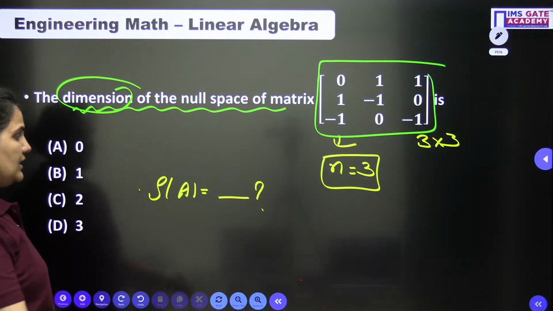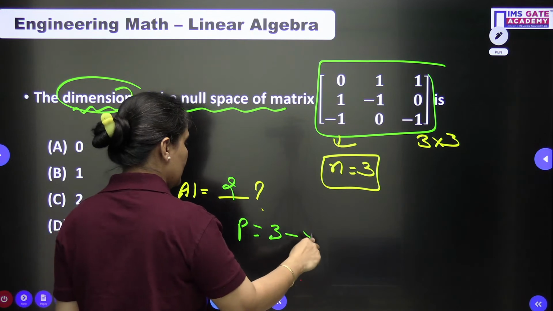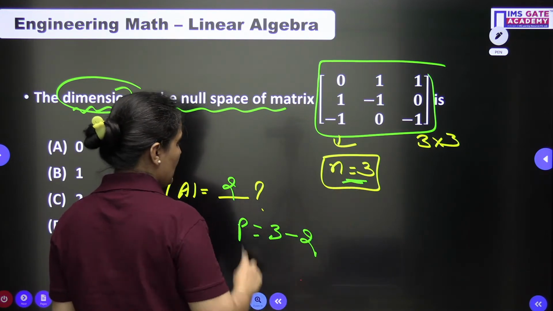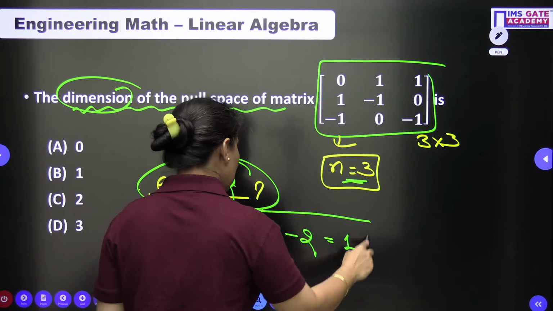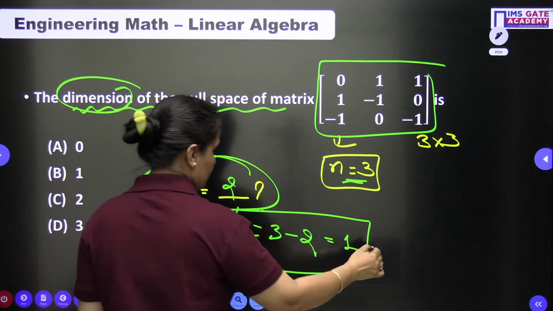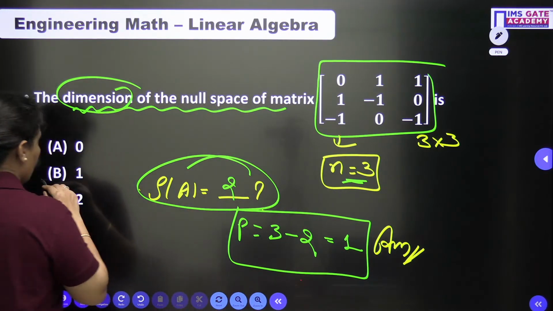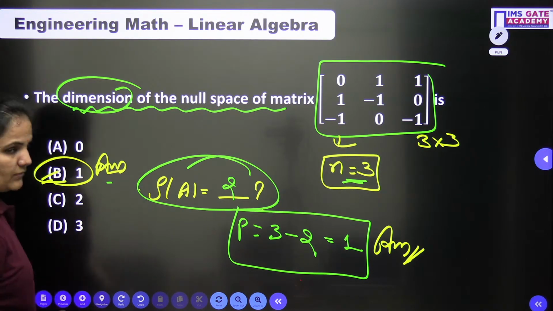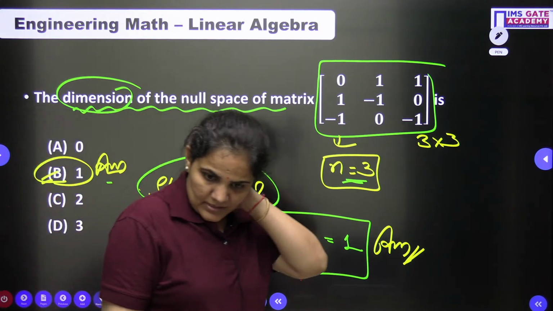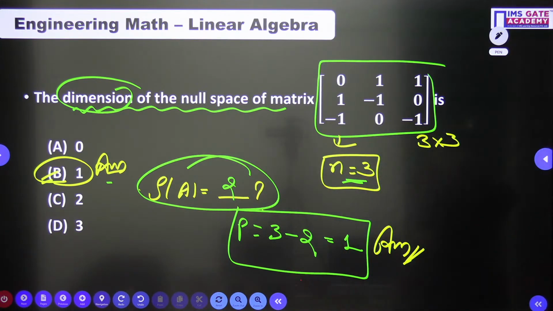Rank is 2. I need to find out here the nullity. So P is equal to 3 minus 2. The number of unknowns is 3. Okay, rank is 2, so here we are having one linearly independent solution, or one linearly independent vector. So my answer will be option B for Bombay here. My answer in this case will be option B for Bombay.